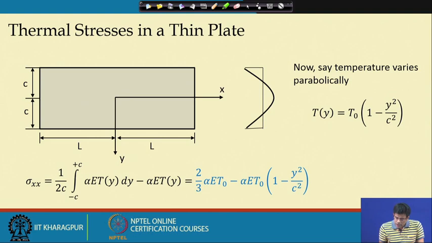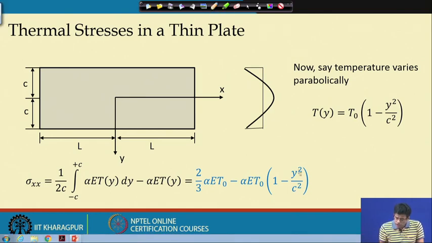So suppose at y equals c, that means at the surface, this quantity goes to 0. So this stress is actually the positive stress, or the tensile stress, in the body. So this is 2/3 alpha E T0. So this stress we know.